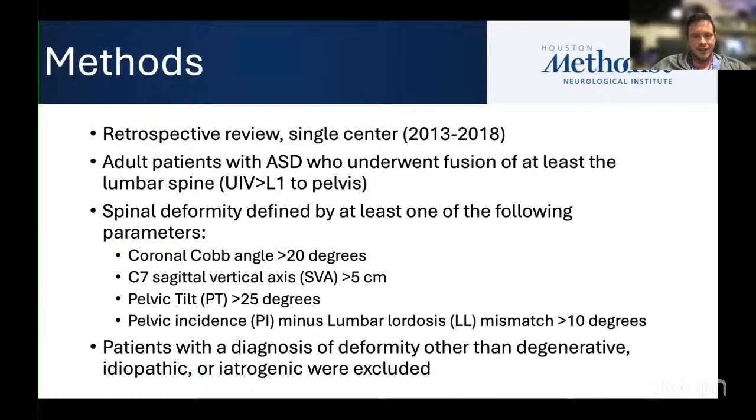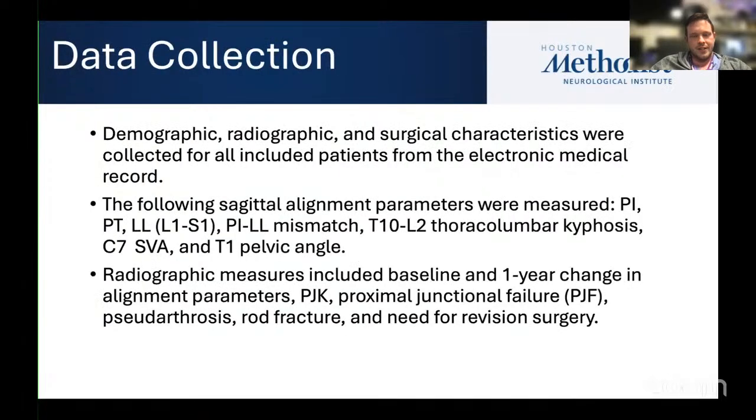In terms of their sagittal alignment parameters, also pretty standard measurements with pelvic incidence, pelvic tilt, lumbar lordosis, PI-LL mismatch, T10-L2 thoracolumbar kyphosis, SVA, and the T1 pelvic angle. They measured the preoperative baseline, and then at 1 year post-op for all their patients, and also recorded rates of PJK, PJF, instrument failure, pseudoarthrosis, and the patients that needed revision surgery.